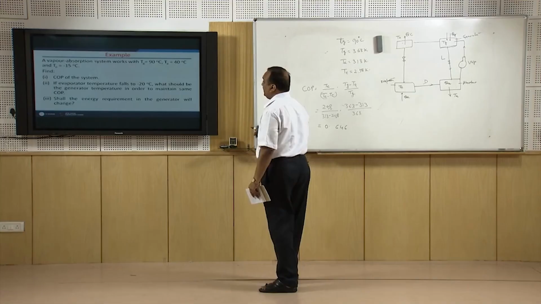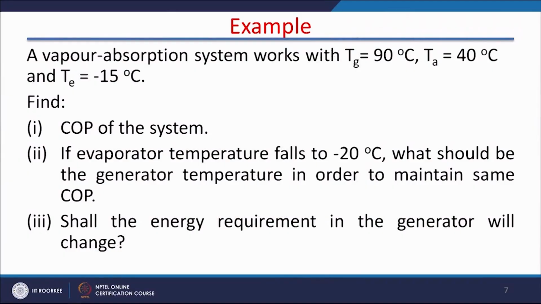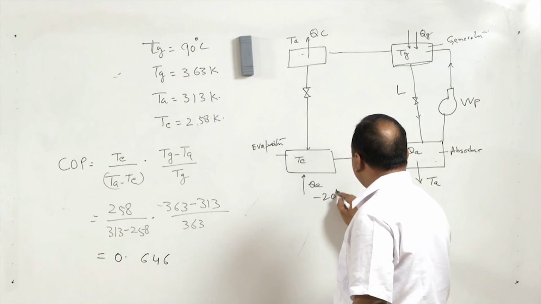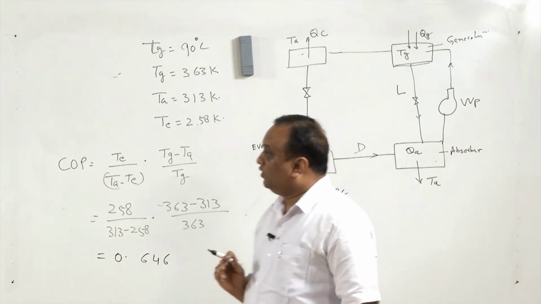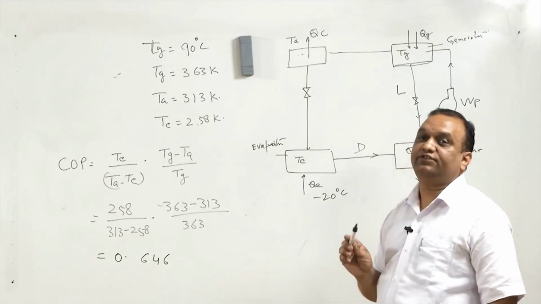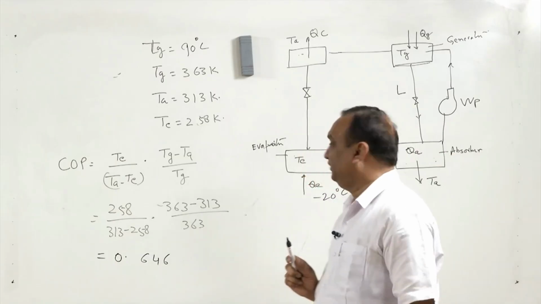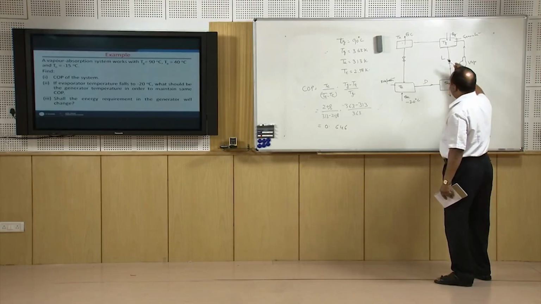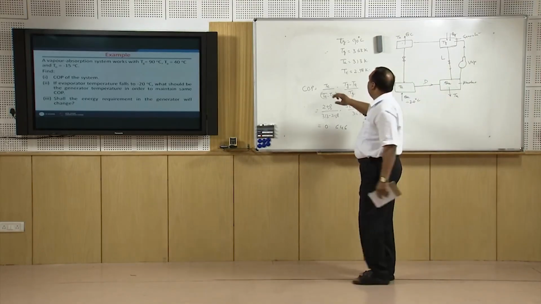Now the second is, if evaporator temperature falls to minus 20, suppose this temperature instead of minus 15 is reduced to minus 20 degree centigrade, what should be the generation temperature in order to maintain the same COP? Now if this temperature is reduced, such type of issues create a lot of problem in vapor compression system. But here, first of all I will solve it, then I will explain.